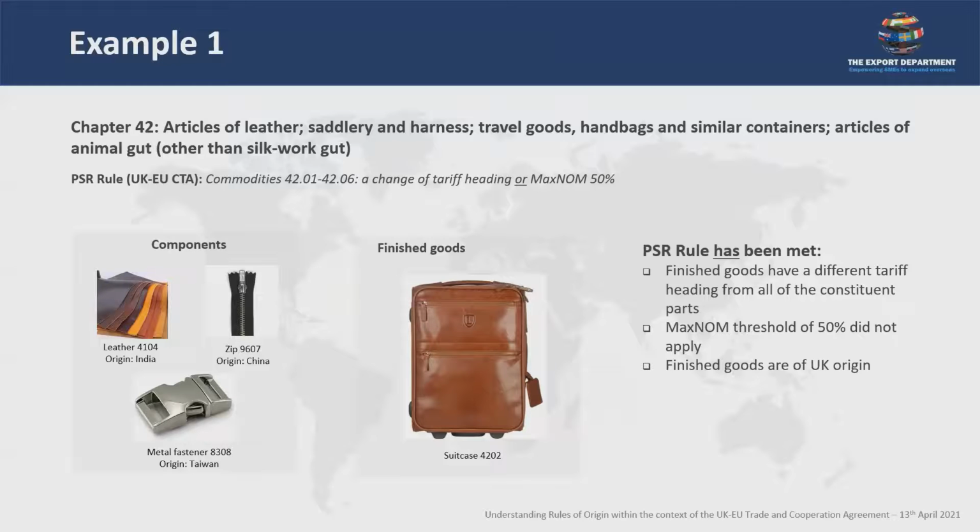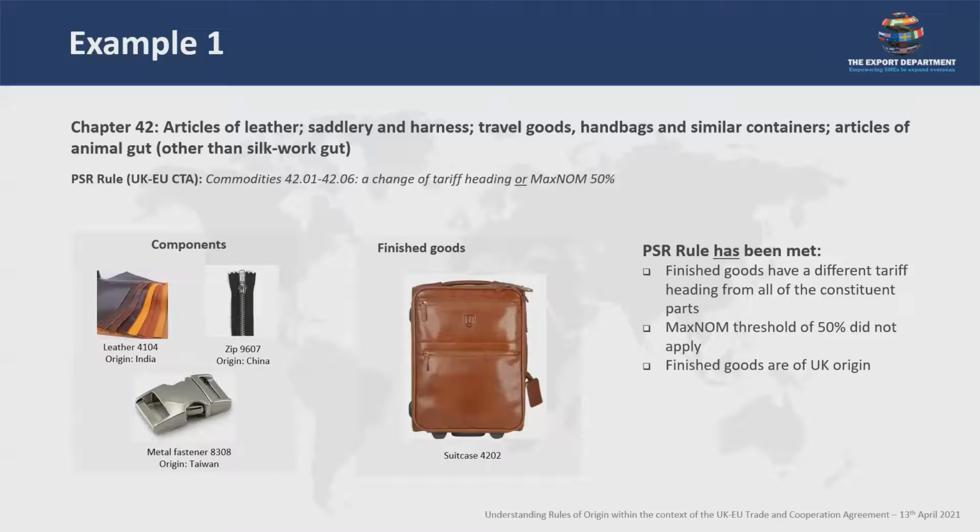Okay, so we have our component parts. We've got the leather, which originates in India. We've got the zip originating in China, the metal fastener originating in Taiwan. And I'm sure some of my clients would bop me over the head right now and say that's far too simplistic, but I just kept it simple for the purposes of today. And then the finished goods is this suitcase that has an entirely different chapter heading to any of its components. So in terms of whether the product specific rule has been met, it has been, because the finished goods have a different tariff heading from all of their constituent parts. So that maximum non-originating material threshold of 50% didn't have to apply. We didn't have to default to that other part of the rule.